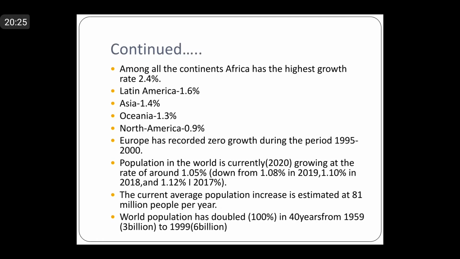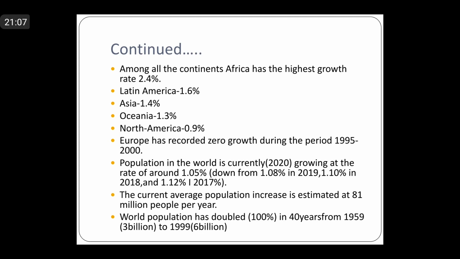Now among all the continents, Africa has the highest growth rate of population, 2.4%, and Latin America 1.6, Asia 1.4, Oceania 1.3, North America 0.9. Europe has recorded zero growth during the period of 1995 to 2000. Why is it? Because of education, because of control over communicable diseases, and because of awareness, all these.